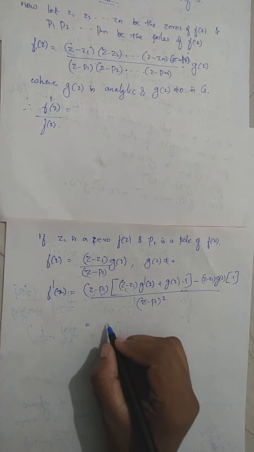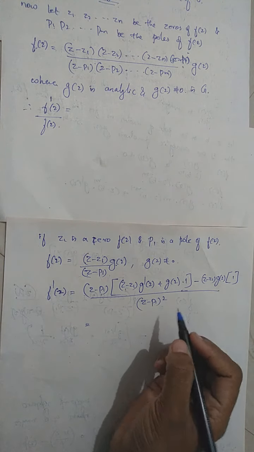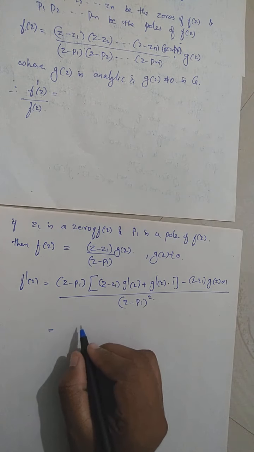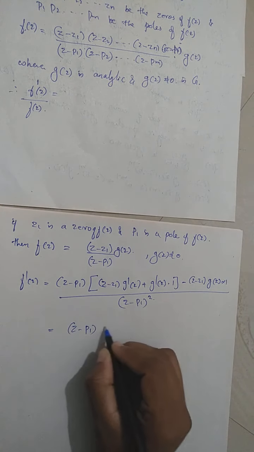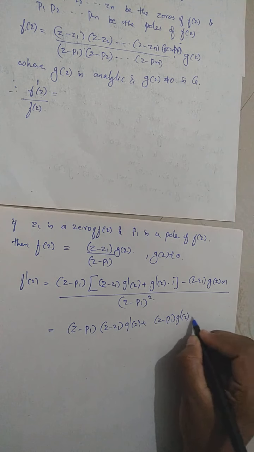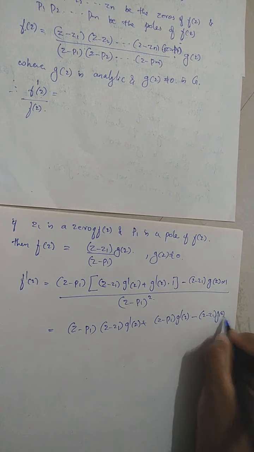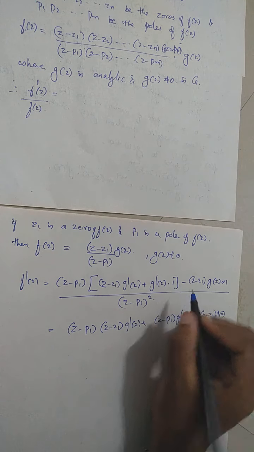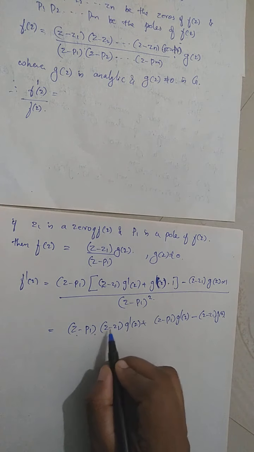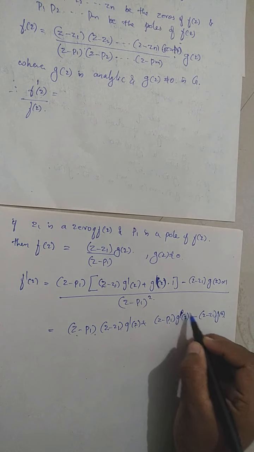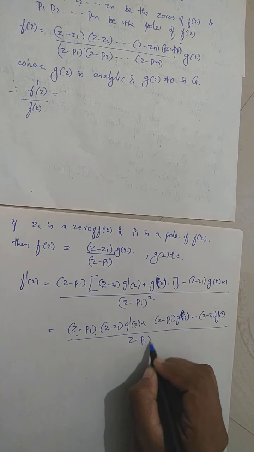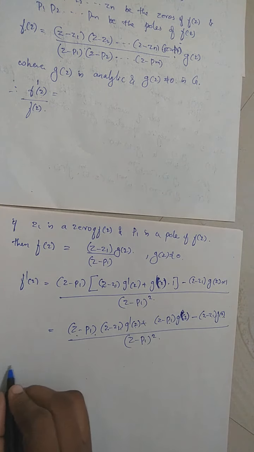So what you get is, by the quotient rule, z minus p1 into z minus z1 g dash z plus z minus p1 into g z times 1, minus z minus z1 g z, whole divided by z minus p1 the square. Okay, so this is f dash z.